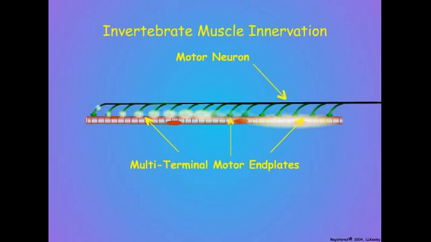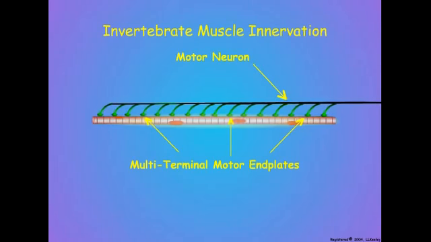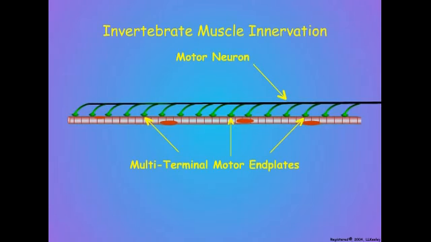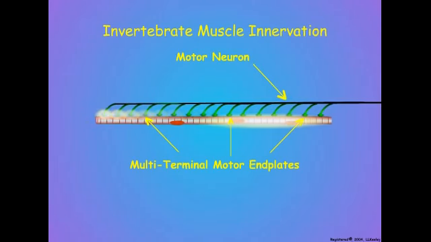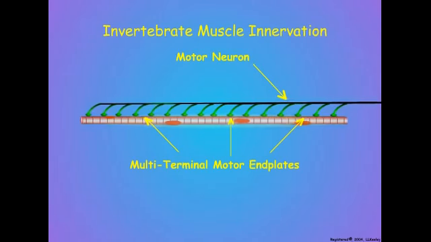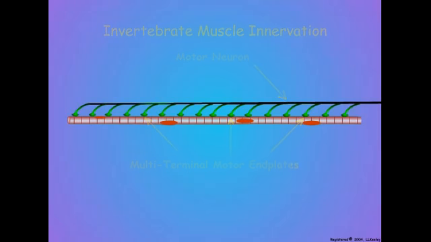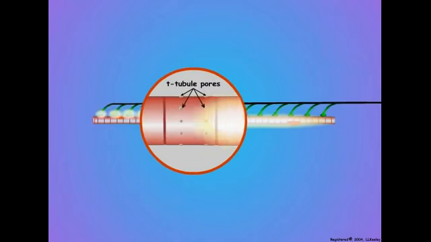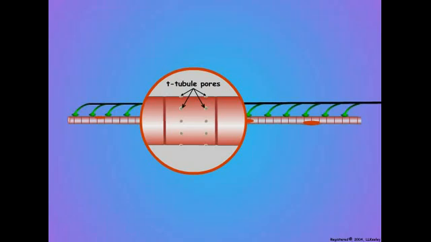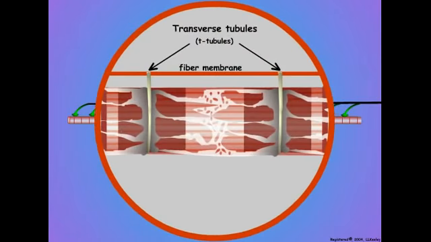The nerve signal from a motor neuron does not generate an action potential in an invertebrate muscle fiber, but rather depolarizes the entire surface of the fiber to produce contraction. The electrical depolarization also spreads into tiny membranous invaginations of the fiber membrane called transverse tubules or T-tubules. The T-tubules extend to the myofibrils. The T-tubules align with the A-band in invertebrate muscles.